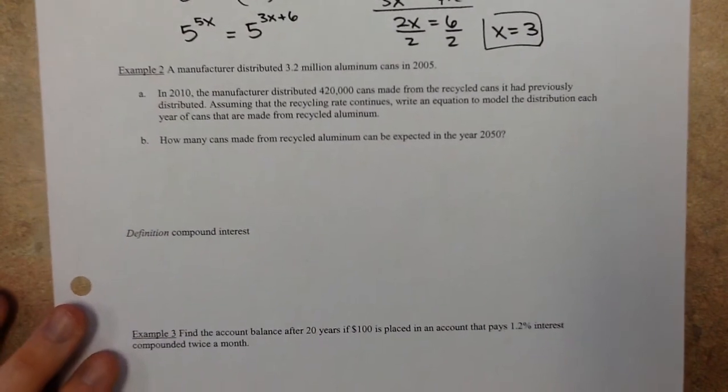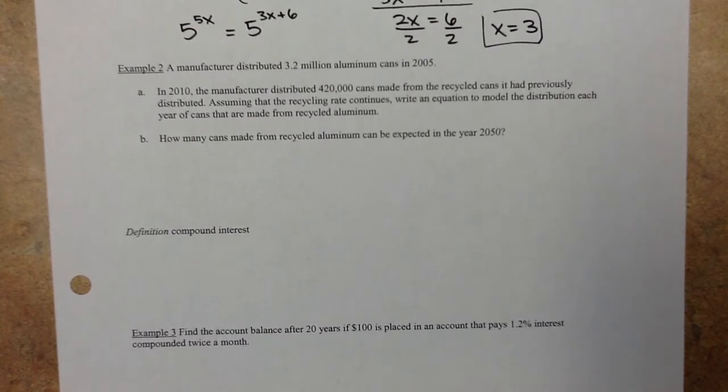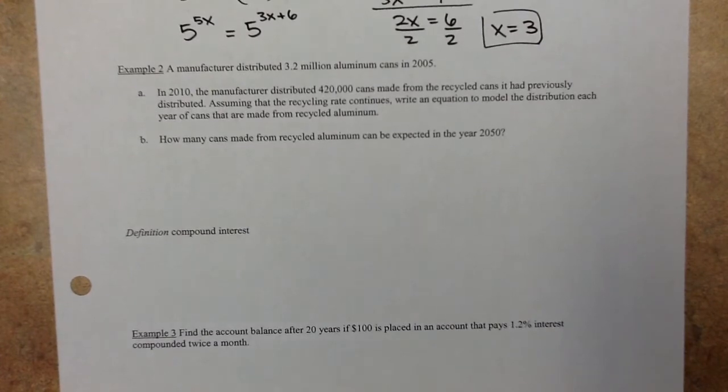We're going to look at some of these ways that you apply exponential equations. So yes, they are story problem type of problems that we'll be working on here. We're going to use info about this growth or decay that we've been talking about to write the equation of an exponential function. Okay, so this example says a manufacturer distributed 3.2 million aluminum cans in 2005. That's kind of our introductory little bit of info here.